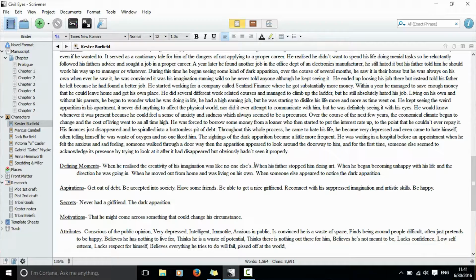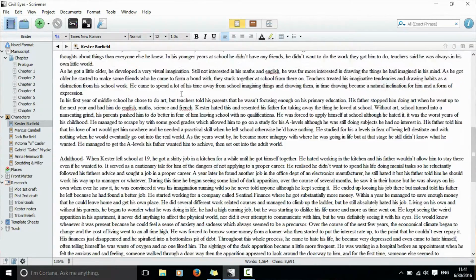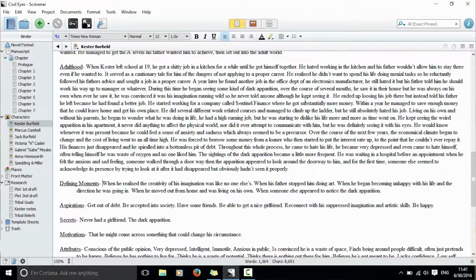Another is when his father stopped him doing art. As a child, his art was very important to him, and his father stopped him doing it because he thought there were more important things he should have been doing at school. So from his point of view, his father stopping him doing art was quite a big thing. And when he moved out from home, living on his own.